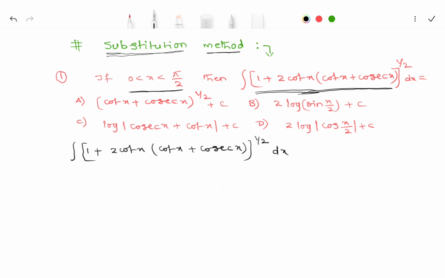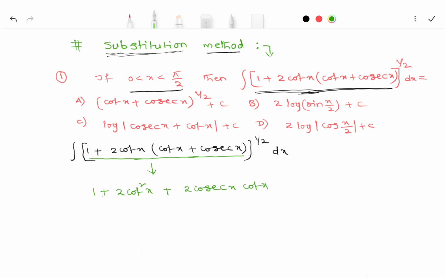So now we will do one thing. First you take this given part, the value inside. This one you can write as 1 plus 2 into cot x multiplied by (cot x plus cosecant x). Then it becomes 1 plus 2 cot square x plus 2 into cosecant x into cot x. So this is the value.